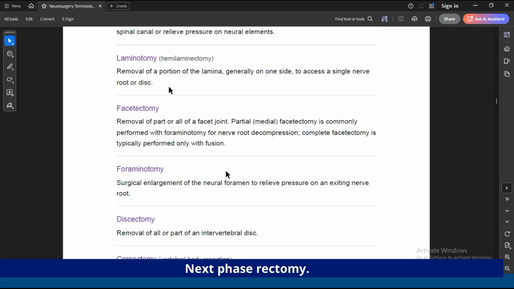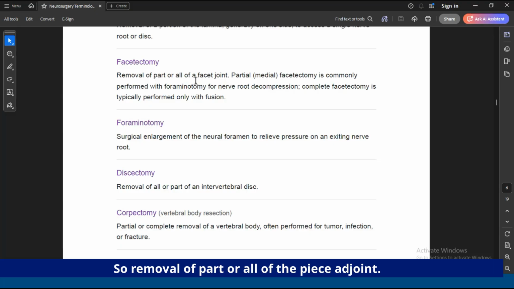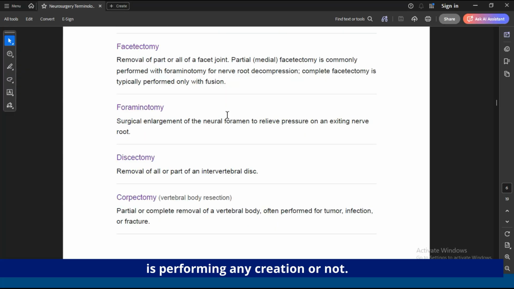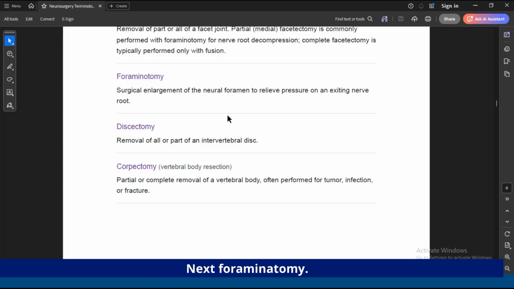Next, facetectomy. So removal of part or all of the facet joint. So partial facetectomy is commonly performed with foraminotomy for nerve root decompression. Complete facetectomy is typically performed only with fusion. Okay. So most of the time physician will perform partial facetectomy with nerve root decompressions. If the documentation contains complete facetectomy, we need to check for whether physician is performing any fusion or not.